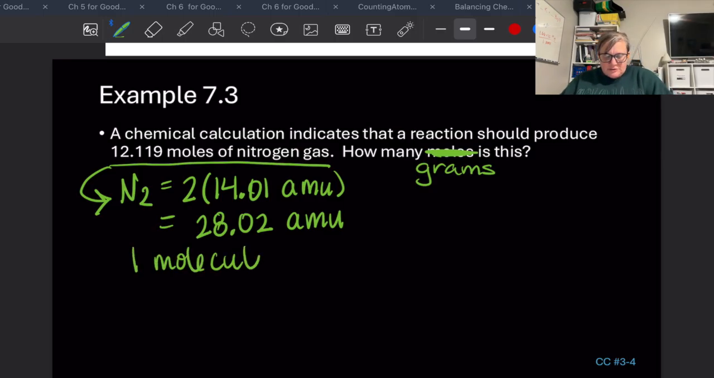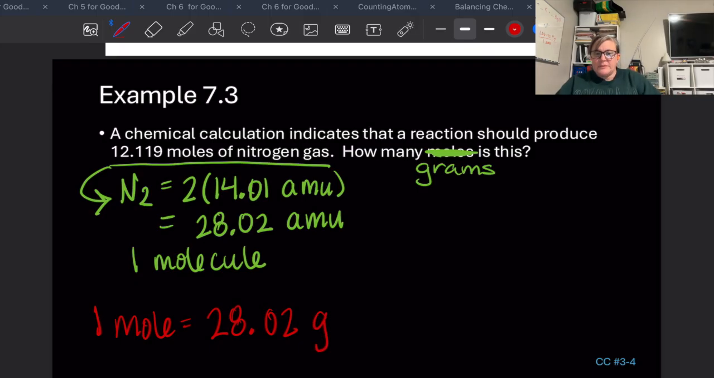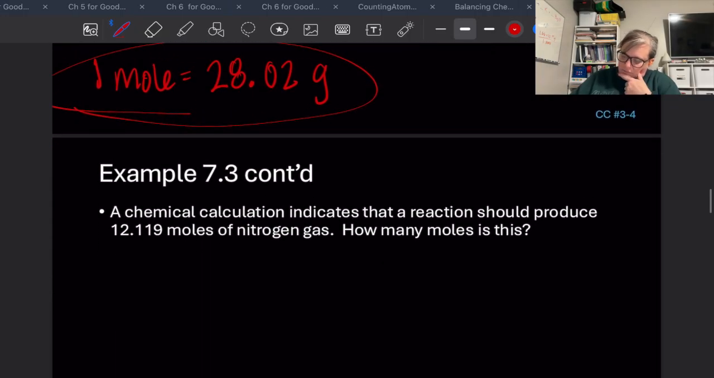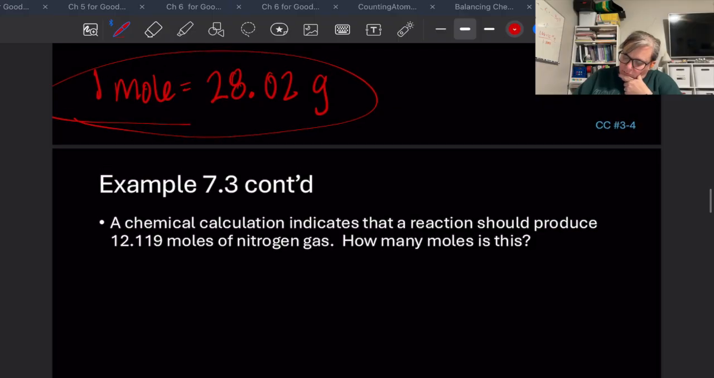Okay. So now we know that 1 mole of nitrogen gas has a mass of 28.02 grams. That's going to end up being our conversion factor. 1 mole of nitrogen gas is 28.02 grams. So we started out with 12.119 moles of N2.